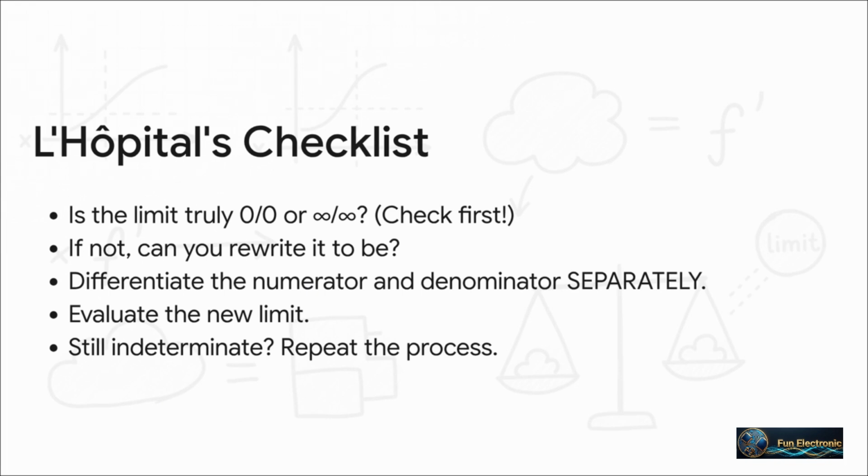Once you're set, differentiate the top and bottom separately. Then, evaluate the new limit. And if it's still indeterminate, no sweat. Just repeat the process. This checklist will guide you to the right answer every single time.